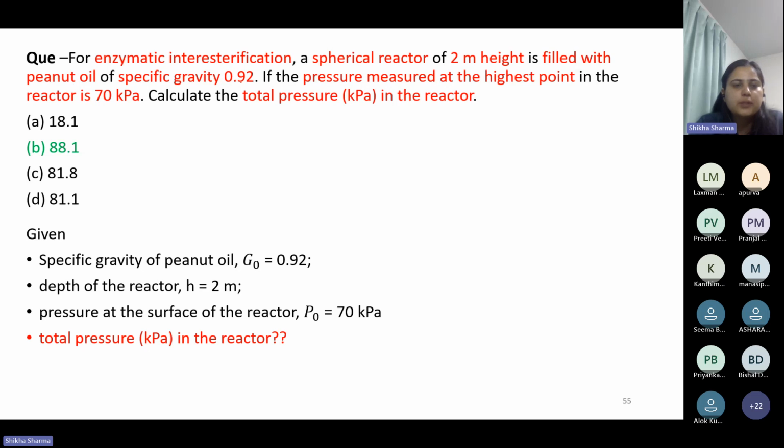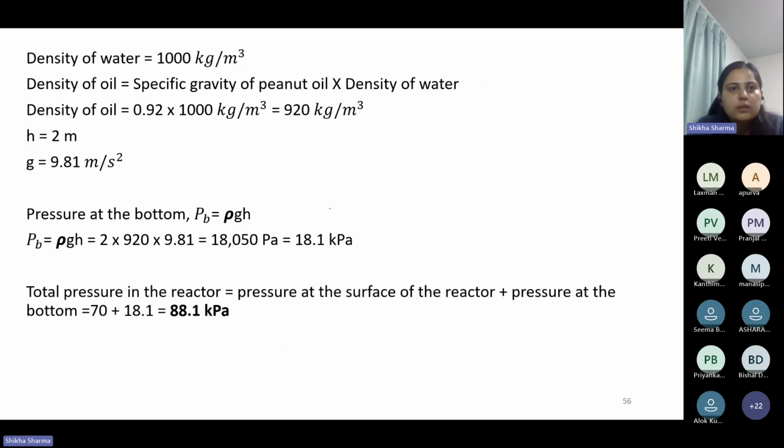Okay, let's solve this question. The specific gravity of peanut oil is given in the question as 0.92. The height of the reactor is given as 2 meters, and the pressure at the surface, which is the highest point, is 70 kilopascal. We need to calculate the total pressure in the reactor.